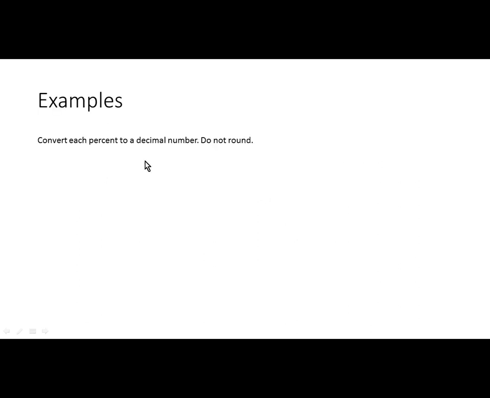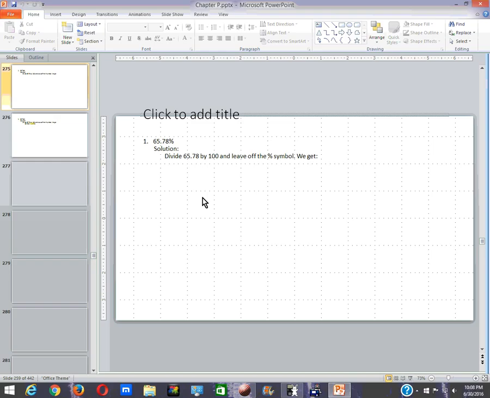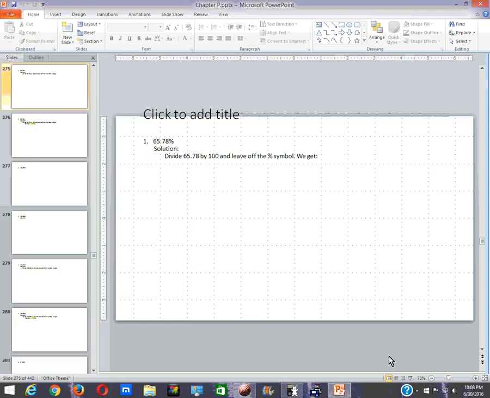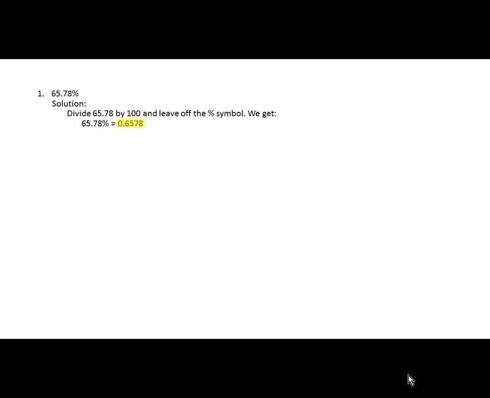Some examples. Convert each percent to a decimal number. Do not round. So I've got 65.78%. You're going to do 65.78 divided by 100 and leave off the percent symbol. Again, if you have to do it with your calculator, there's nothing wrong with that. That's why you bought it. 65.78 divided by 100 is 0.6578. That's all you do, just divide by 100.